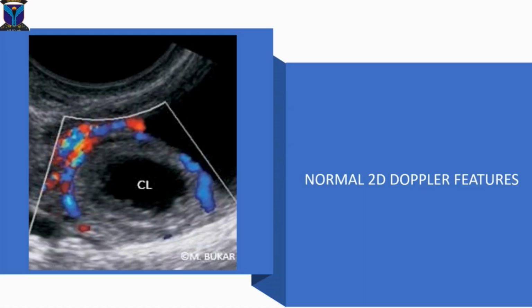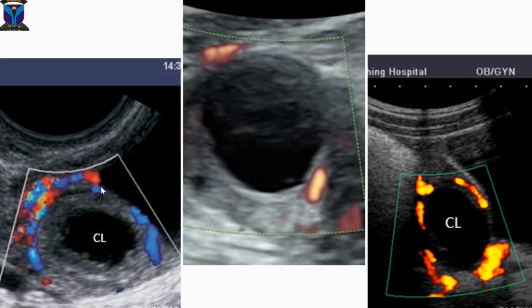Now let's look at normal 2D Doppler features. This is color Doppler of corpus luteum, the ring of fire. Look at the orderly display of the vasculature to this corpus luteum. The same case here. This is another corpus luteum. Look at the typical ring of fire appearance, and note the power Doppler flow to this dominant follicle.